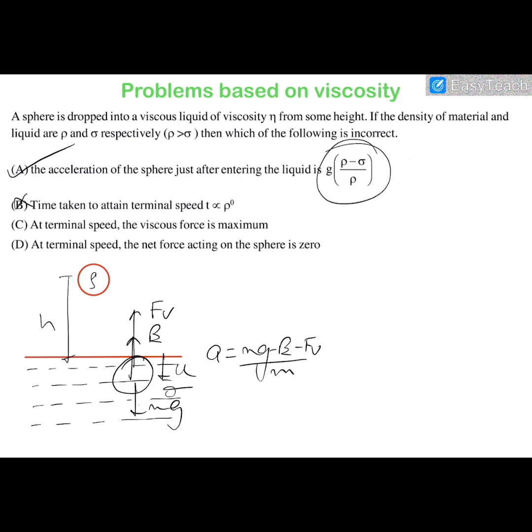Now, at terminal speed, viscous force will be maximum. Viscous force depends on the speed of the sphere, which is 6 pi eta r v, and terminal speed is the maximum speed. So at terminal speed viscous force will be maximum. This option is also factually correct, but this is not the answer. At terminal speed the net force acting on the sphere will be 0. This is also factually correct, and therefore this is also not the answer. So the correct answer is only option A.